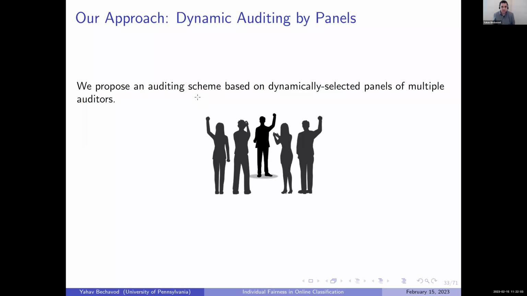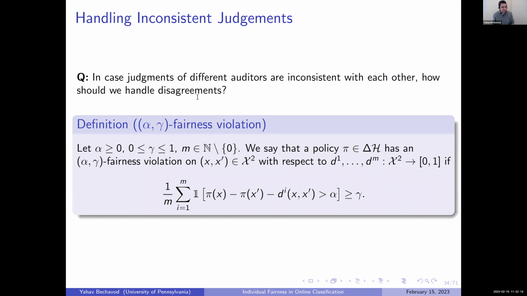So our approach is to have dynamic auditing by panels of multiple individuals, and the panels are going to periodically change. The first question is, if you have multiple auditors in a panel, and the judgments are inconsistent between the different auditors, so there are disagreements, how do we handle disagreements? For that, we have the definition of an alpha gamma fairness violation, which simply means that a gamma fraction of a specific panel perceived an alpha violation on this specific pair. So this is basically a majority-based fairness framework.